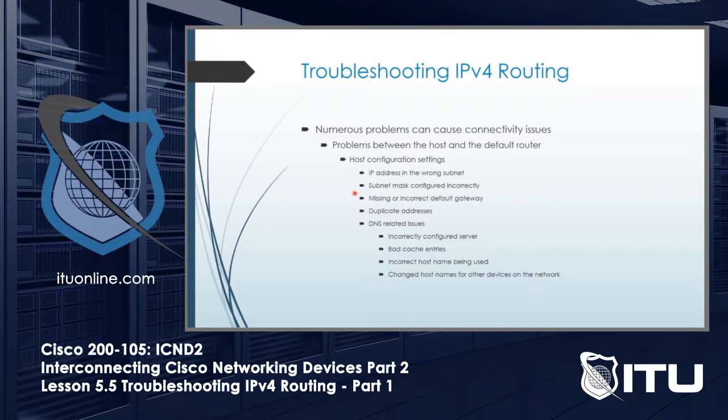A missing or incorrect default gateway. Well, with a missing default gateway, the symptom would be that the device can communicate within the subnet, but is not able to communicate outside of the subnet or VLAN. So that's just a real quick giveaway that there's a problem with the default gateway. It's either not there or it's configured incorrectly.